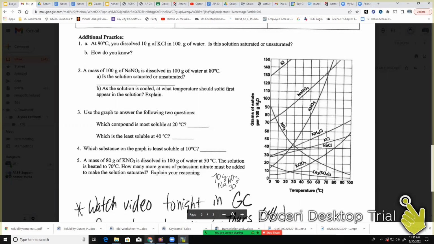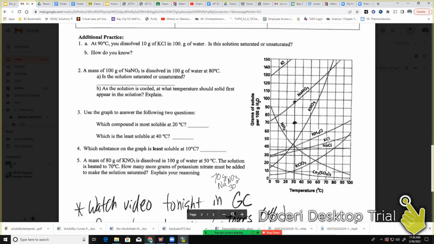All right, so I'm going to start at my temperature, and I'm going to go all the way up until it hits my sodium nitrate, which is right there. That gives me a saturated solution, so maybe 95-ish, 94-ish grams. But I don't have that much. I only have 70, so I'm down here. So is that saturated or unsaturated? That would be unsaturated. And then the next question is, how much more do you need to add of the solute to get it to saturated?